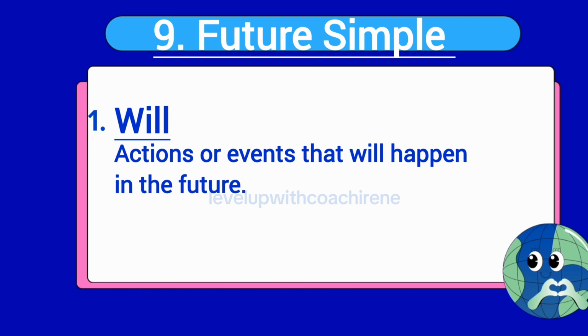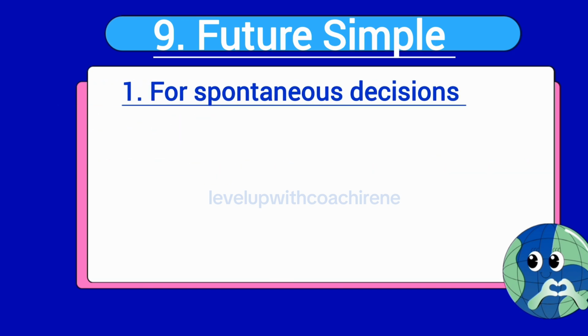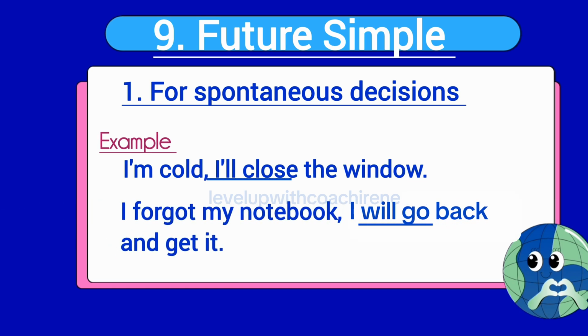Will is used in the future simple tense to talk about actions or events that will happen in the future. It is formed with a subject plus will plus the base form of a verb. It has a few main uses. Number 1, it is used for spontaneous decisions. For example, I'm cold, I'll close the window. I forgot my notebook, I will go back and get it.